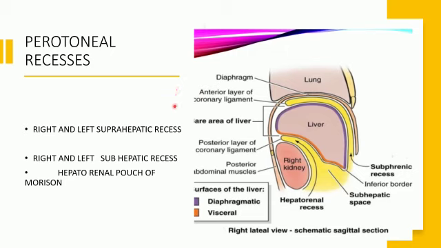So coming to the peritoneal recess, there are two recesses above the liver and two recesses below the liver. So we can call them the right and left suprahepatic recess and the right and left subhepatic recess. In the subhepatic recess, the hepatorenal pouch of Morrison is the most dependent part of the peritoneal cavity. So I think you are aware of this. Normally you will observe this in the lying posture. I think you have covered it in the peritoneum also.